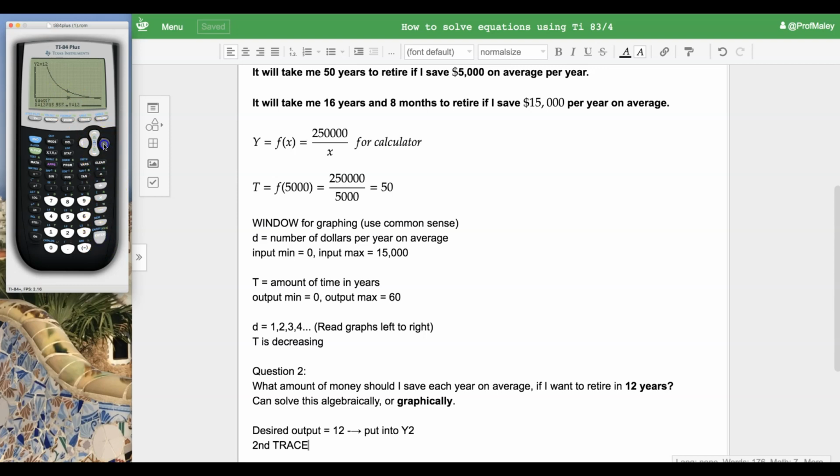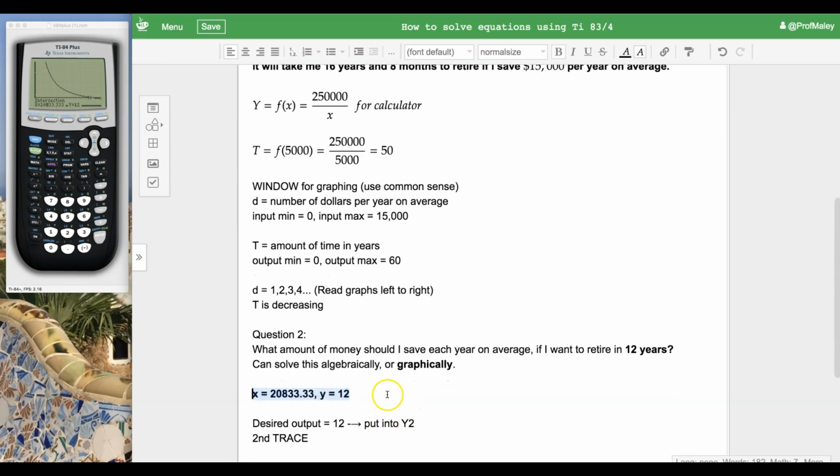And then it'll ask for a guess. And so you can kind of scroll closer to where you think the intersection is. Doesn't have to be super close. Hit enter again. And then it will tell you where these two graphs intersect. And this is an approximation, but it's a darn close approximation. And so what we get is the pair x equals 20,833.33, y equals 12.